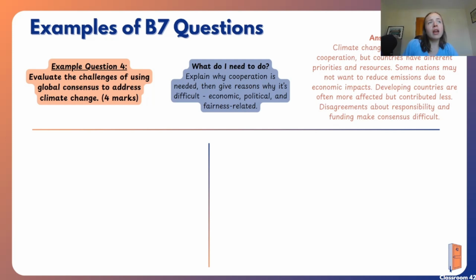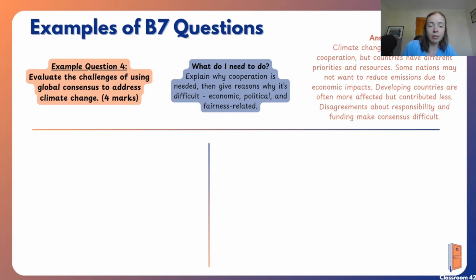So here I have put that climate change requires global cooperation, but countries have different priorities and resources. Some nations may not want to reduce emissions due to economic impacts. Developing countries are often more affected but contributed less, and disagreements about responsibility and funding make consensus difficult.